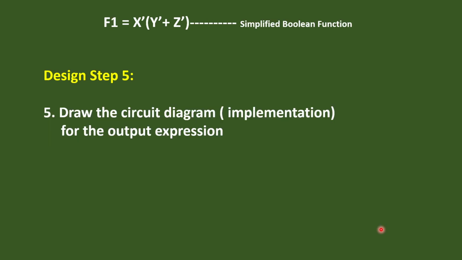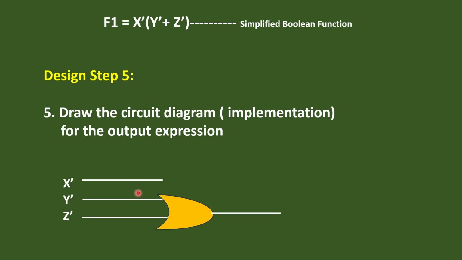So we are now moving on to design step number 5. In this, we have to draw the circuit diagram. That is also known as implementation. For this, we draw three input lines that correspond to x dash, y dash and z dash. After that, we want to combine y dash and z dash using the plus operator, which represents the OR operation, so we need an OR gate. Using the OR gate, we combine y dash and z dash. So this operation is over. After that, the y dash plus z dash within the bracket should be combined with the dot product, with the x dash.